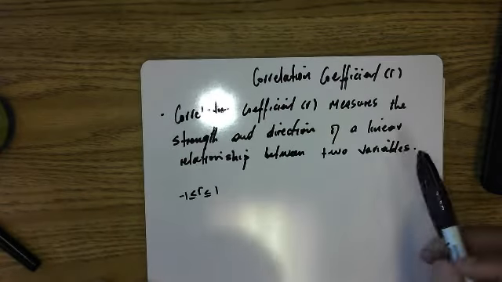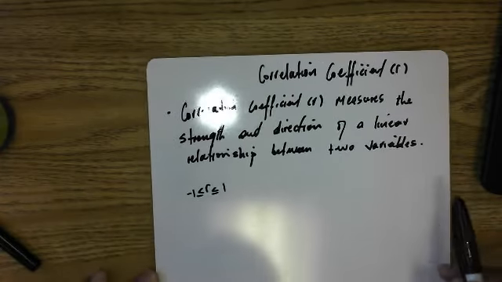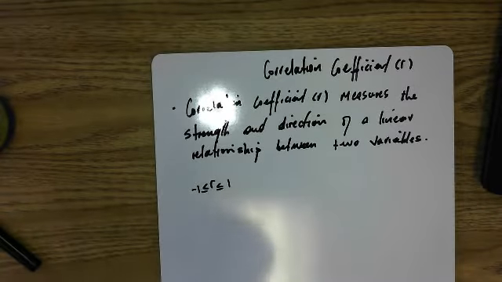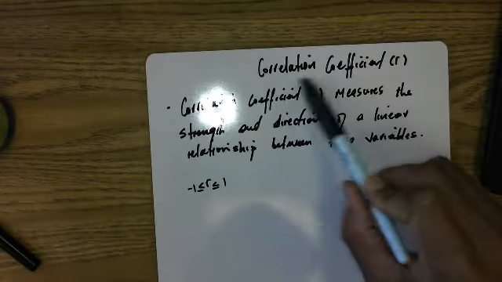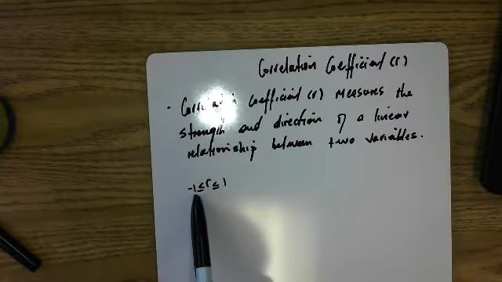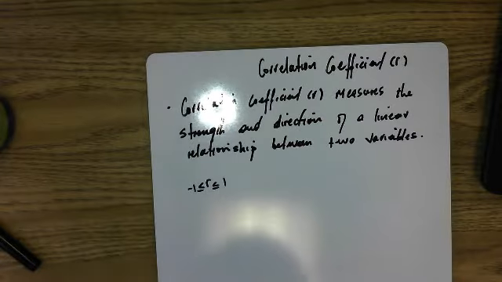This video is about correlation coefficient R. Correlation coefficient R measures the strength and direction of a linear relationship between two variables. R, the correlation coefficient, this is a symbol for it, R, and it takes on the value -1 to +1.